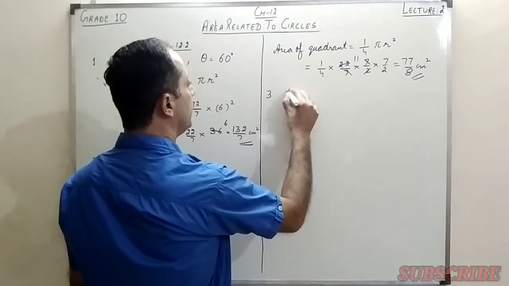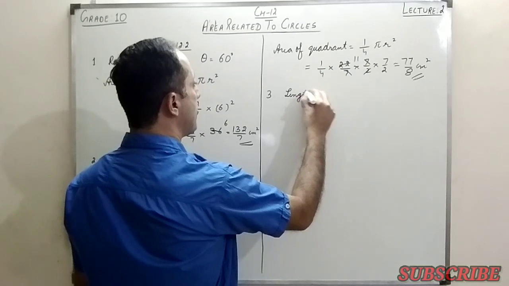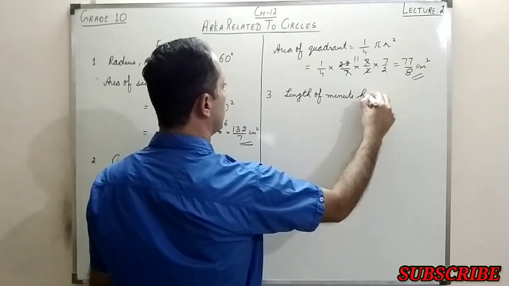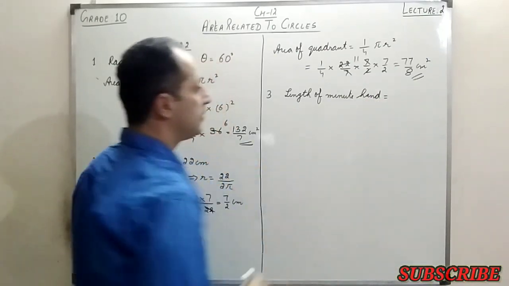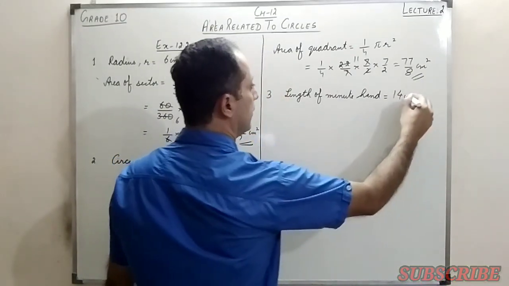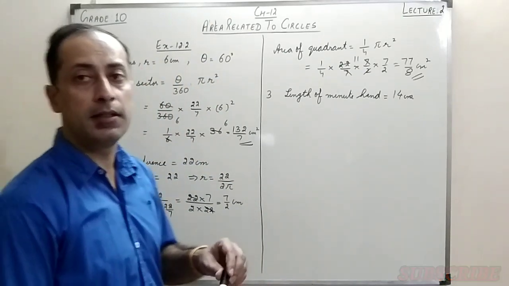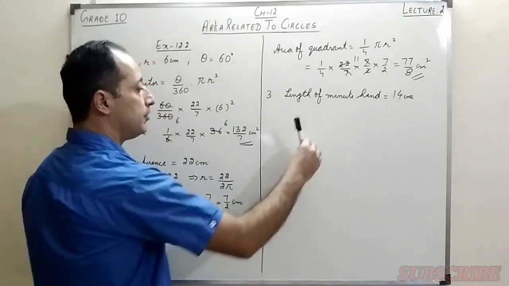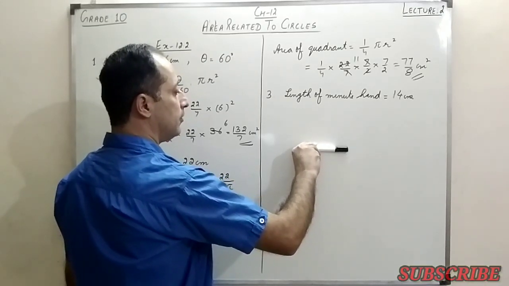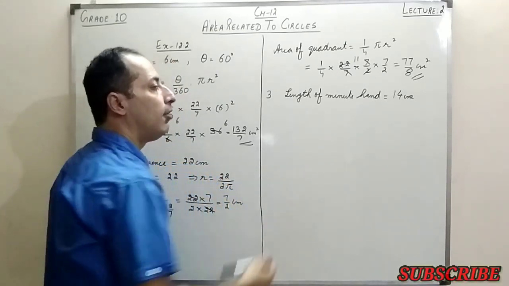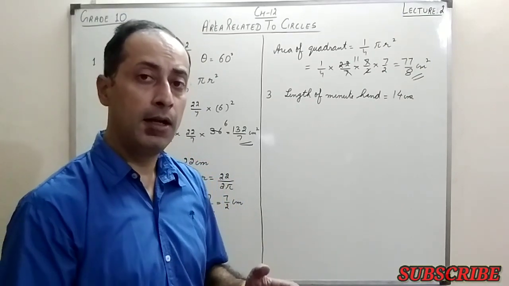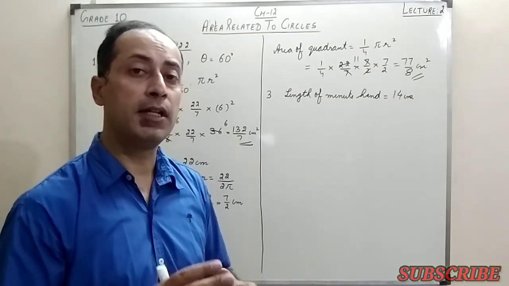So length of the minute hand is given as 14 centimeter. Now if you see carefully, whenever any arm of the clock moves, one part is fixed and the other is moving, something like this. If you complete it, it forms a circle, right? It covers an angle of 360 degree. Here we are given how much area it will cover in 5 minutes.